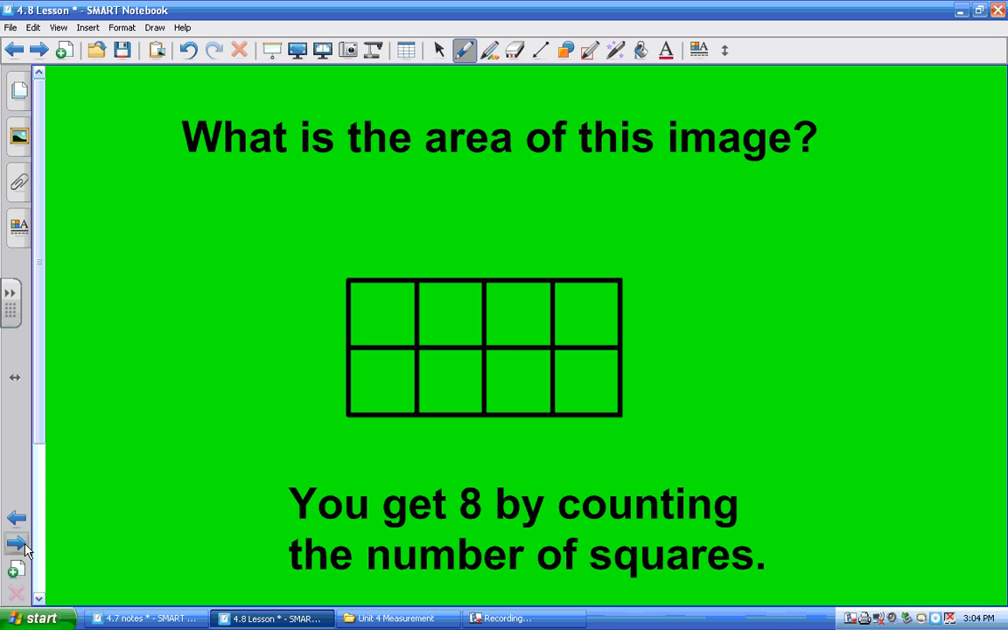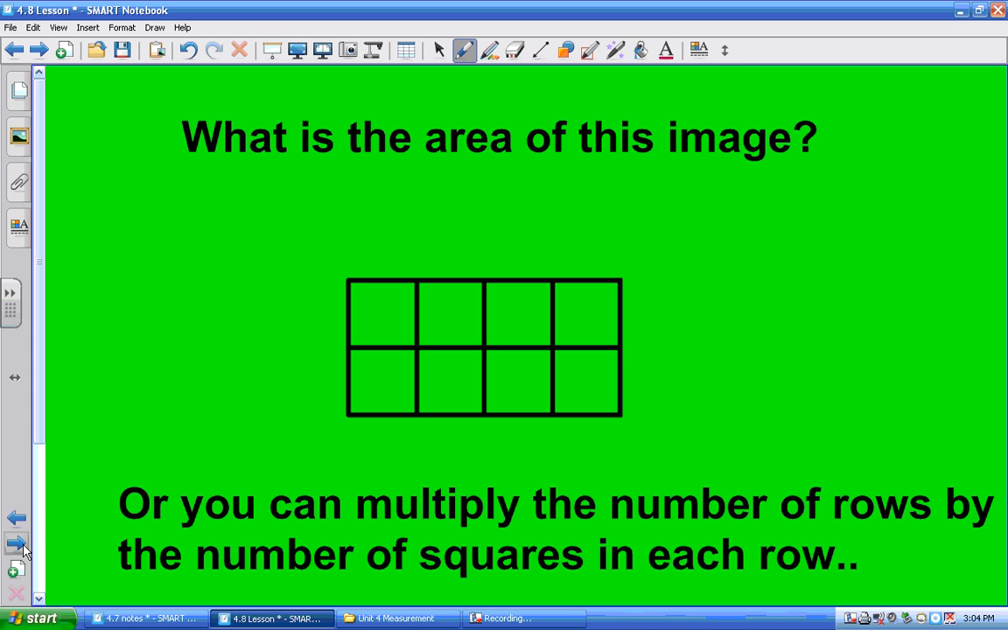And how did you find out there was 8? He just counted. And how do I know that? Because it says. 1, 2, 3, 4, 5, 6, 7, 8. You can just count the squares. But there is another way too.